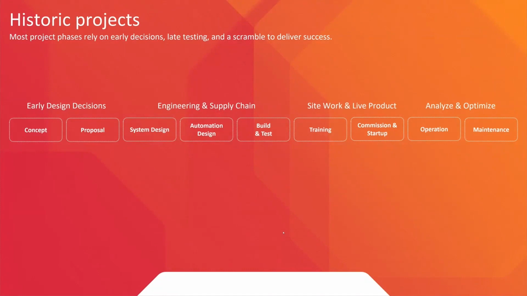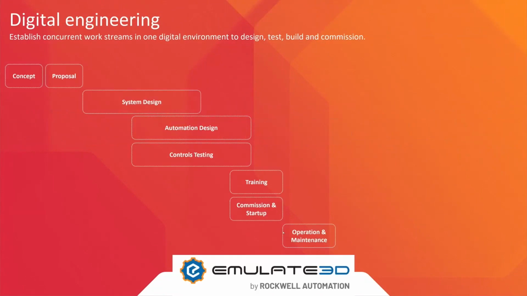And Emulate 3D is all about trying to compress this total project life cycle, let you now do things in a virtual environment, let you do all your automation design, your controls testing, before you even purchase any PLC hardware, before you cut any metal, before you buy the physical components of the machine. So now you can get a lot of things done. You can even do virtual training for the end user operators before the machine arrives at their facility.